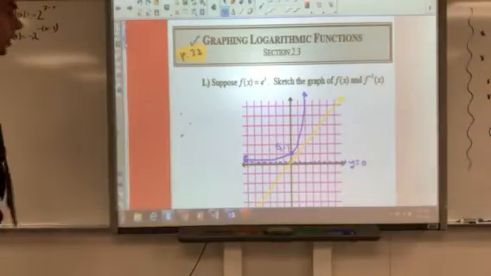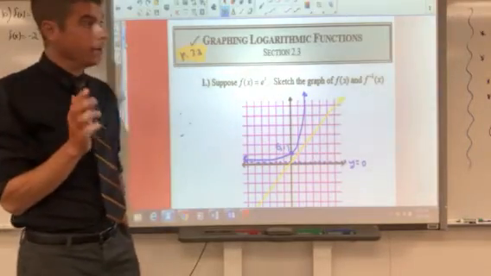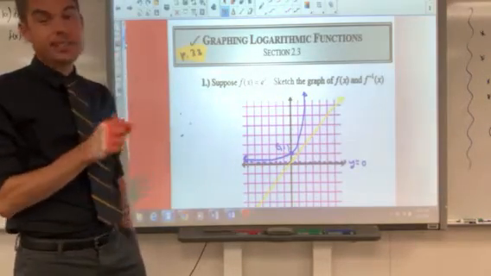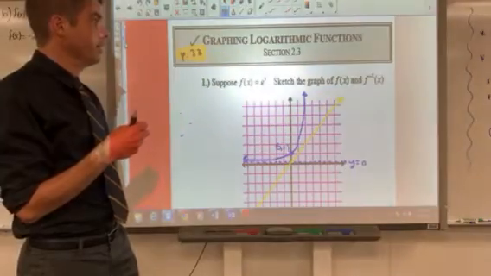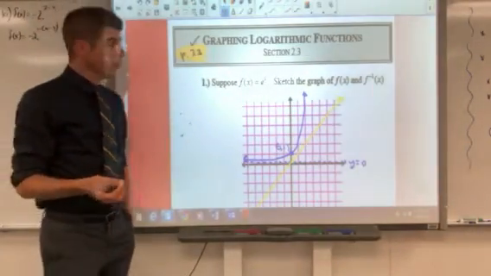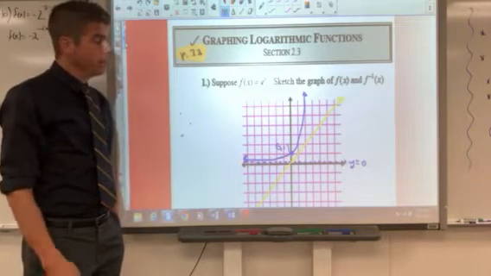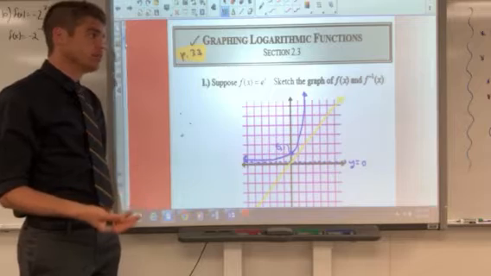Okay, so I want to go through page 33 notes, and this is going to help us for homework 16, which is going to deal with graphing the, well, really it's the inverses of exponential functions, which is a logarithmic function or a log function. And I'm going to go back to what it means to be an inverse.